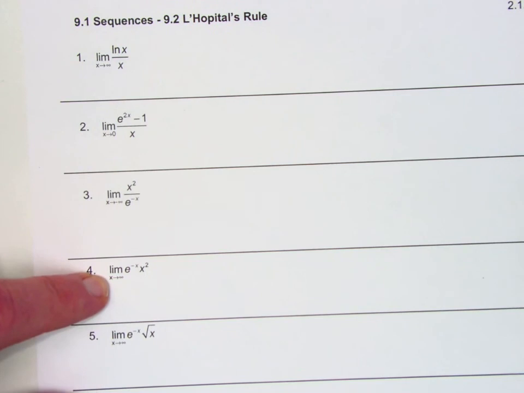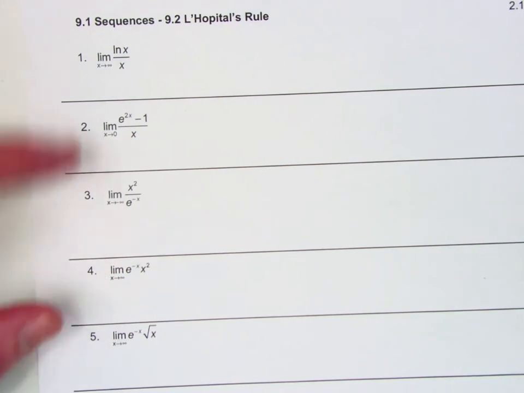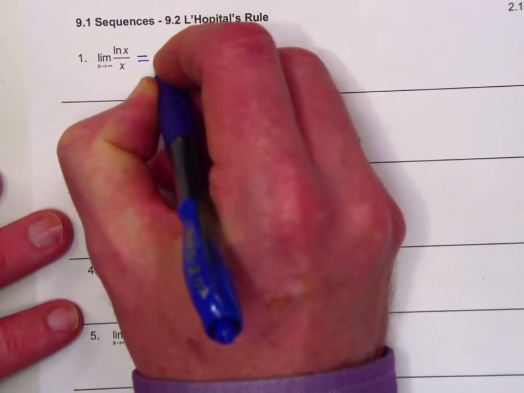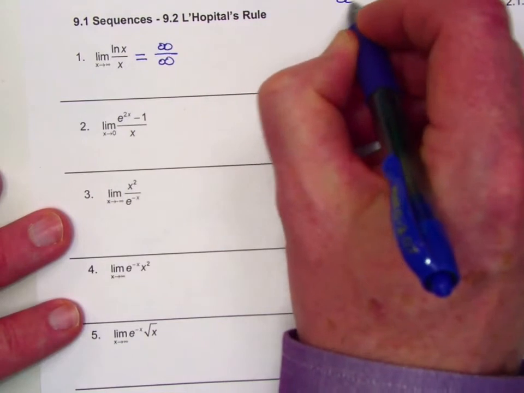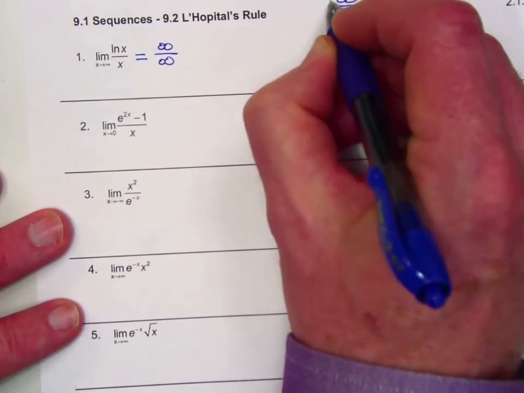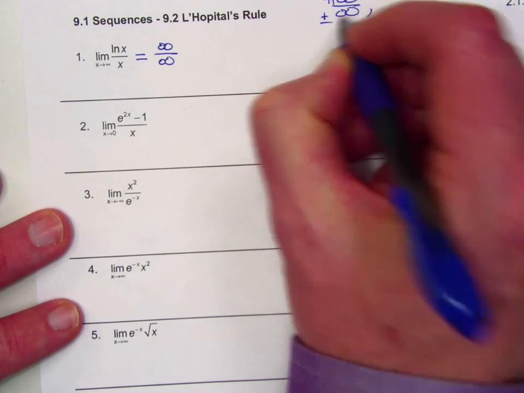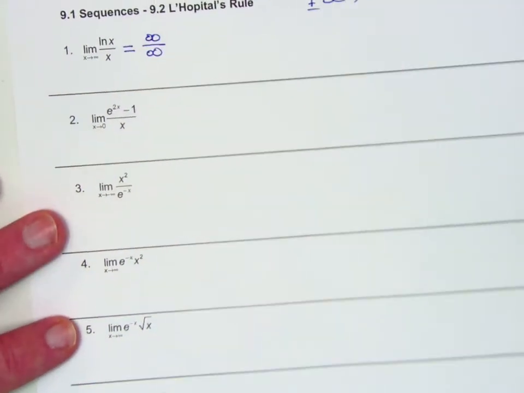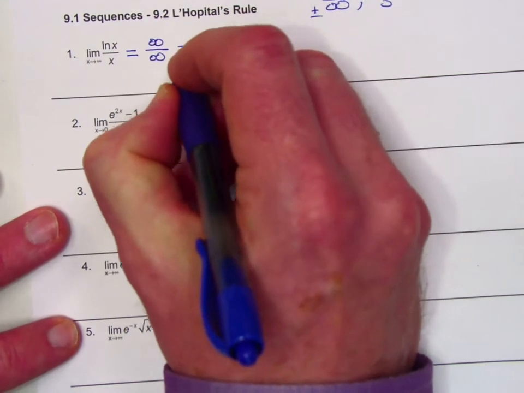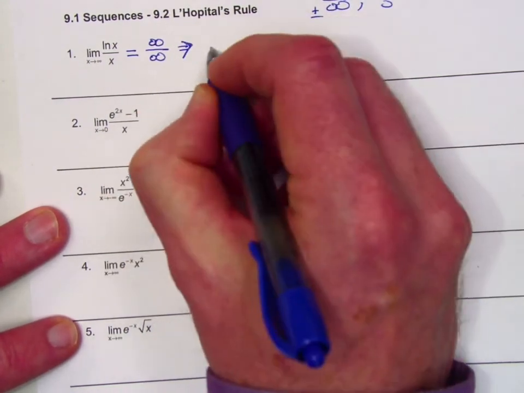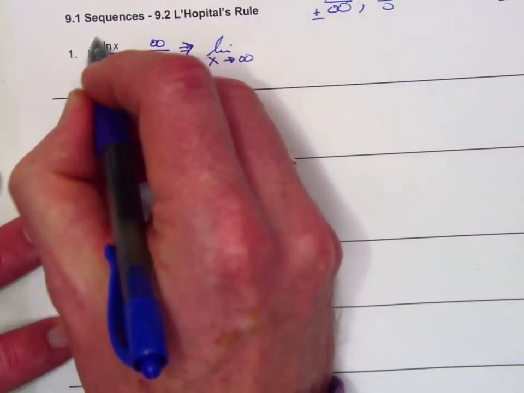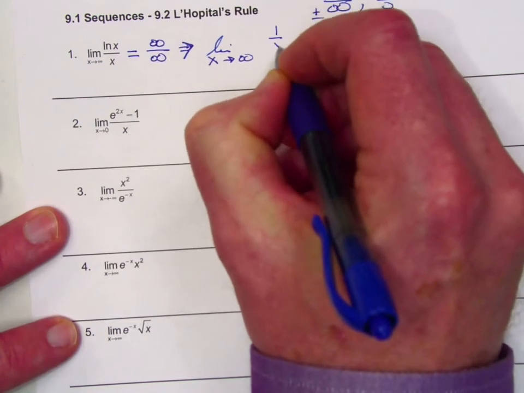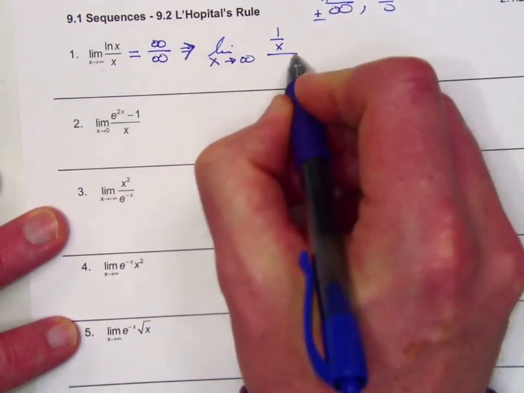If you look at the first one, these are the 4 we just did, or similar ones. In this case, we got infinity over infinity. And if you remember, the cases we can use it for are infinity over infinity, plus or minus infinity over plus or minus infinity, or 0 over 0. As long as it meets that, and you must show this, we can apply L'Hopital's rule, which says the limit as x goes to infinity of the derivative of the natural log of x, which is 1 over x, over the derivative of the bottom, which is just 1.